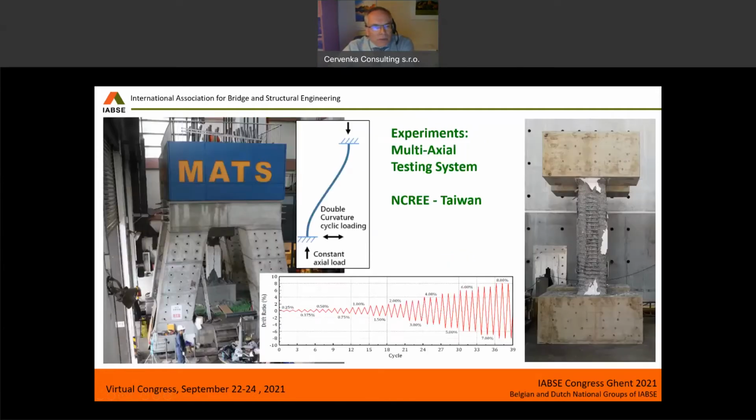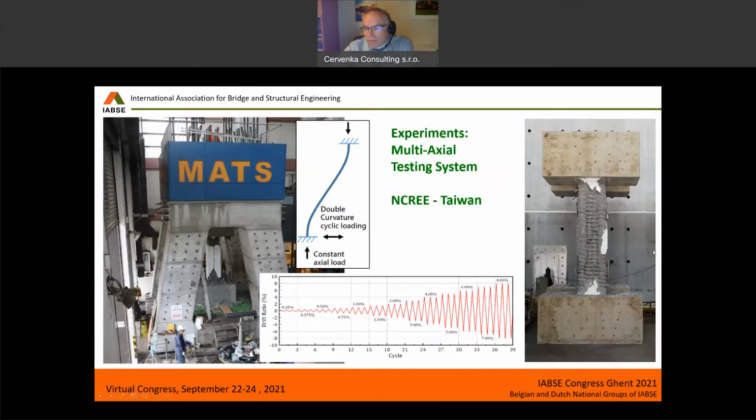All right, so I'm coming to the experiments that we'll be simulating. These are experiments performed in Taiwan at NCREE, this very large testing machine. They call it METS, multi-axial testing system. And the experiment that we'll be analyzing is being subjected to this kind of increasing cyclic loading.